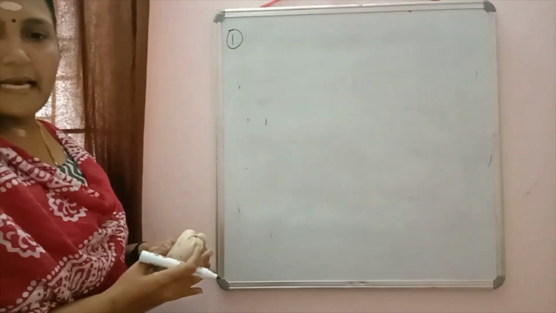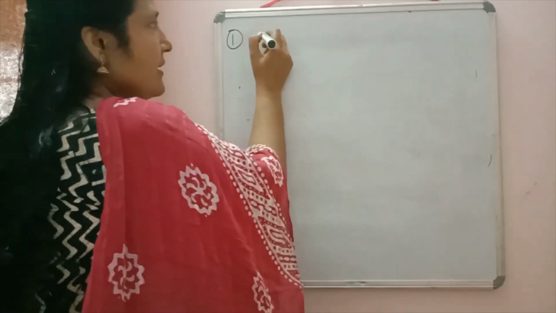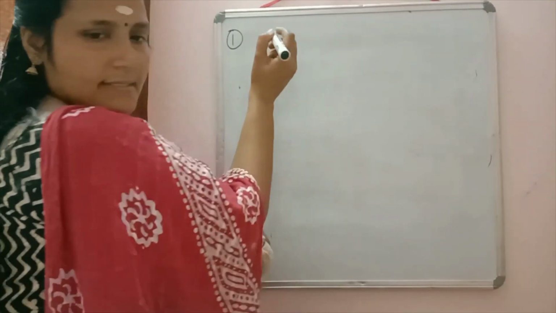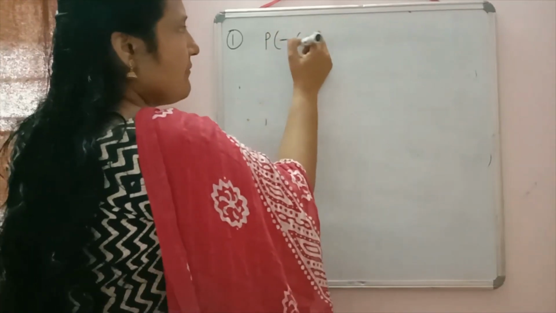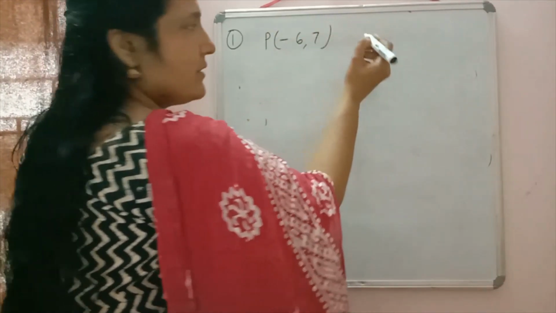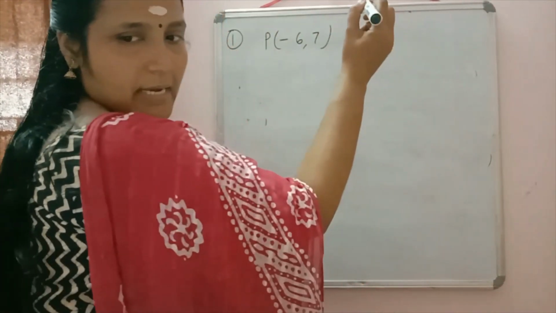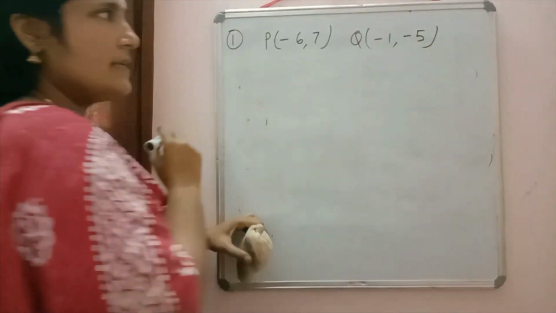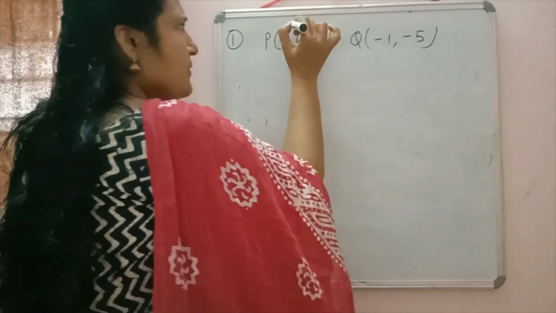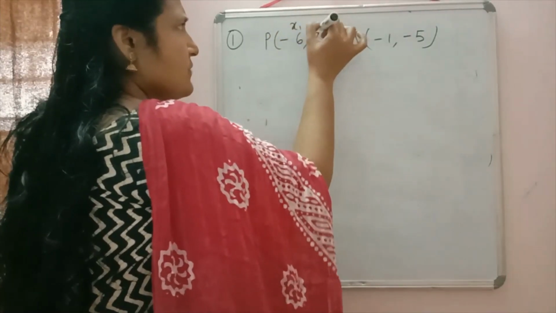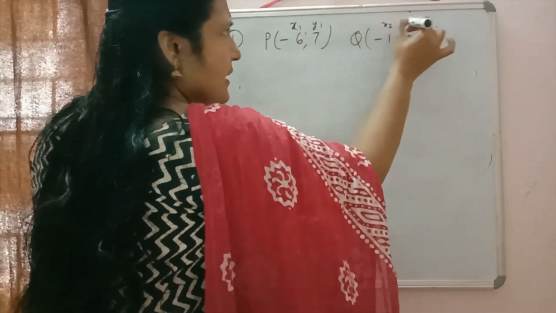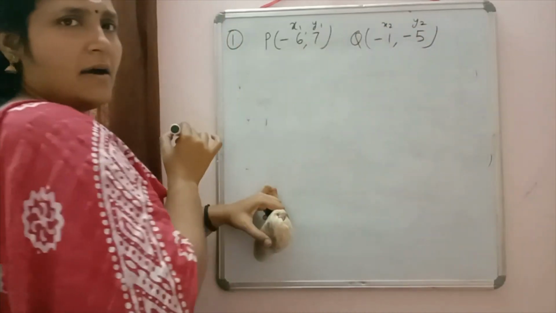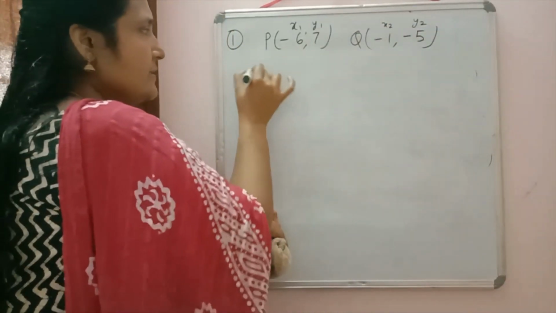So moving on to the second question. In the second question they already gave the points P as (-6, 7) and Q as (-1, -5). We have to find the distance PQ. So here you can mention this one as x1, y1 and this one I am taking as x2, y2. We have to find the distance PQ.